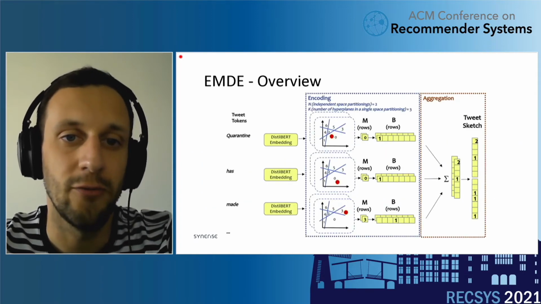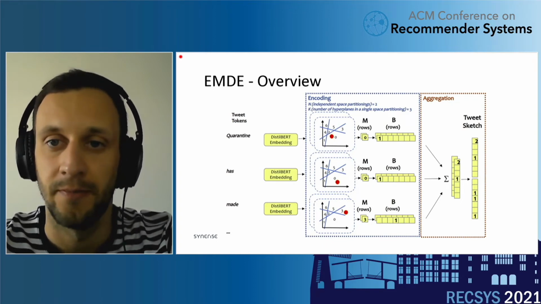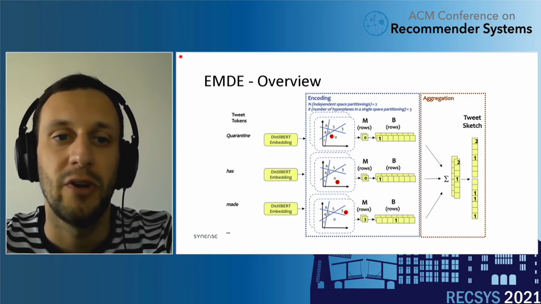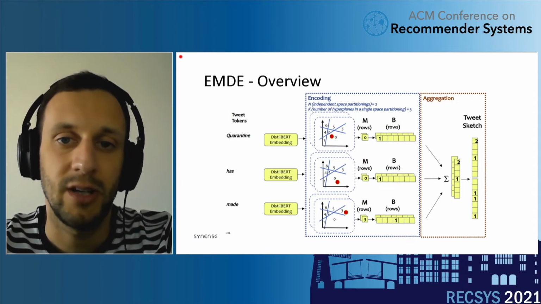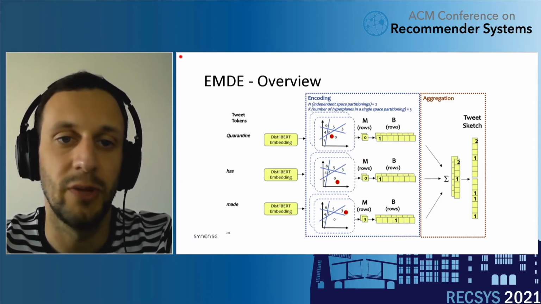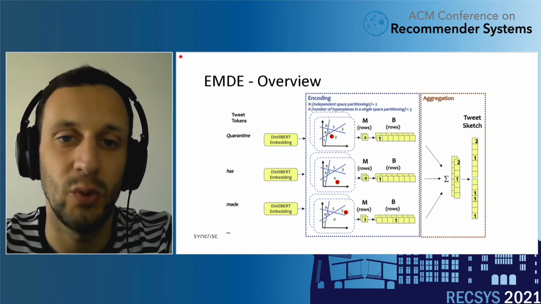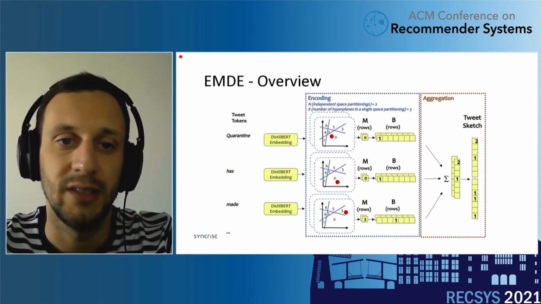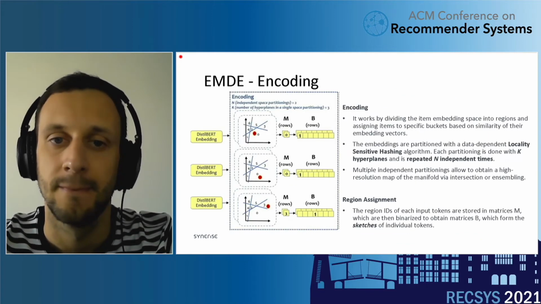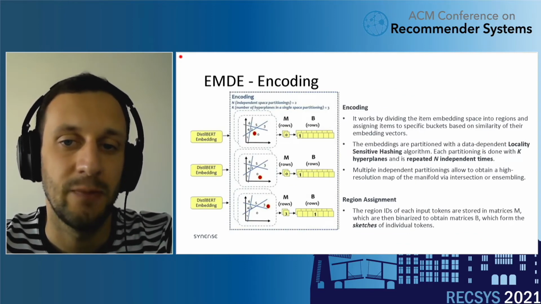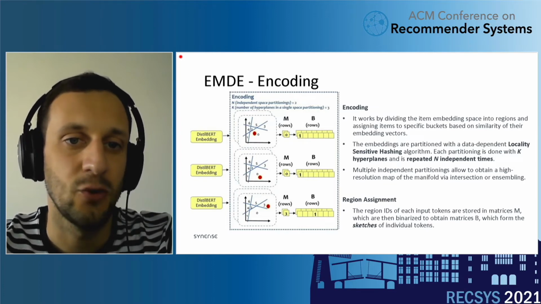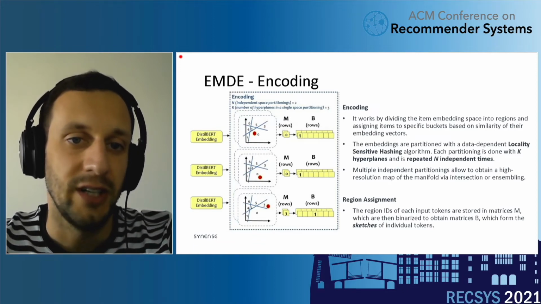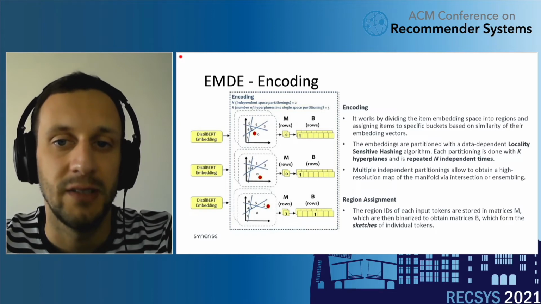An example of a full MD algorithm run is presented in this picture. In next slides, I will go step by step through this picture. First of all, MD operates on upstream representation vectors. In our case, these are embeddings of tweet tokens from the BERT model. In this picture, we have a tweet with 3 tokens: quarantine, has, made. And each of them is represented as an embedding. And the idea is simple. We divide the item embedding space into regions and assign items to specific buckets based on similarity of the embedding vectors. In this picture, the red dots denote the embedding of a specific token.